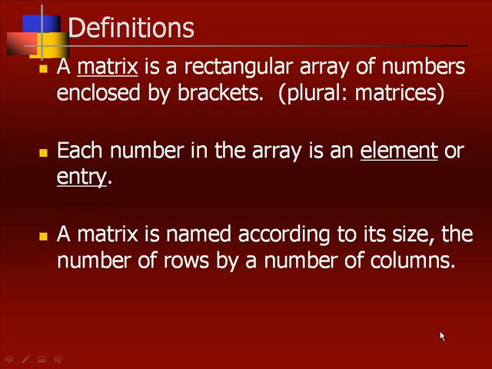Each number in the array is an element or an entry. A matrix is named according to its size, the number of rows by the number of columns. So a 2 by 2 matrix would have 2 rows and 2 columns. So row 1 would be 1, 4, row 2 would be 0, 4. Column 1 would be 1, 0, column 2 would be 4, 4.